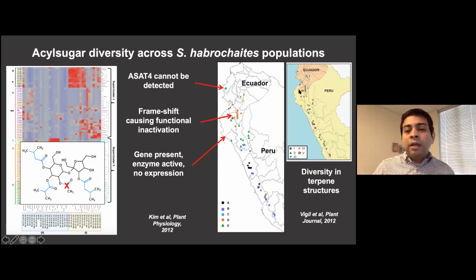So this is not just in acyl sugars, even in terpenes, there was a pattern found in terpene structures from Solanum habrochaites trichomes, and in the northern part of the range, there was more diversity.